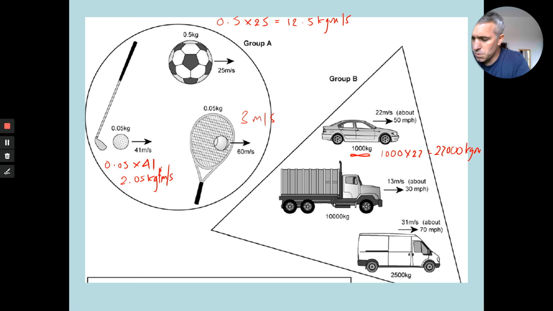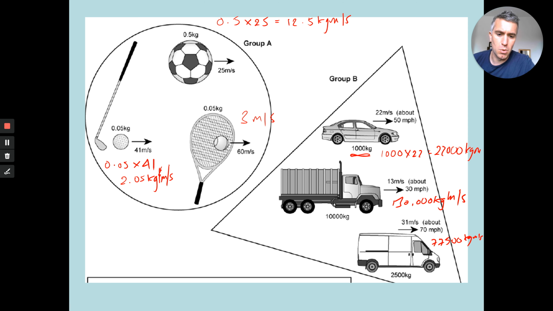So, hopefully for this one, you got 130,000 kilograms meters per second. And this one was, oh no, that's wrong. 77,500 kilograms meters per second.